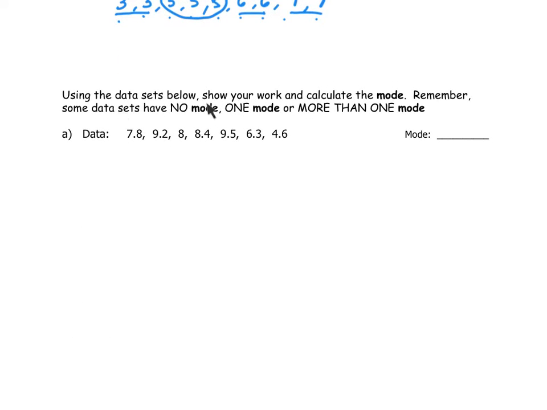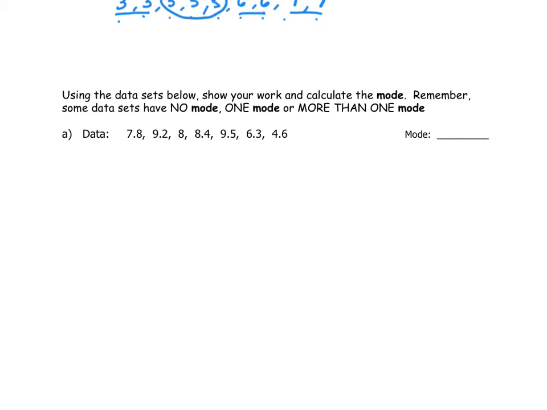Using the data sets below, show your work and calculate the mode. Remember, some data sets have no mode, just one mode, like our last example, or more than one mode. If you see a number with the same frequency as another number, maybe it's 2 or 3 numbers, you can write those 3 numbers as the mode. So let's look at our data set.